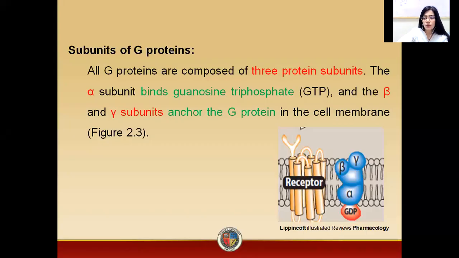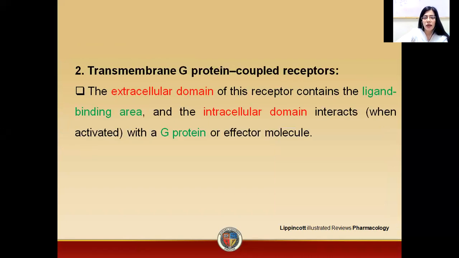Now students, we are going to study a third receptor family, that is G protein coupled receptor. As is clear from the name, these are receptors which are linked with a protein, and that protein is known as G protein. This receptor is a transmembrane receptor consisting of two domains: first is the extracellular domain and second is the intracellular domain. The extracellular domain contains the ligand binding site, and the intracellular domain interacts with the G protein after activation.